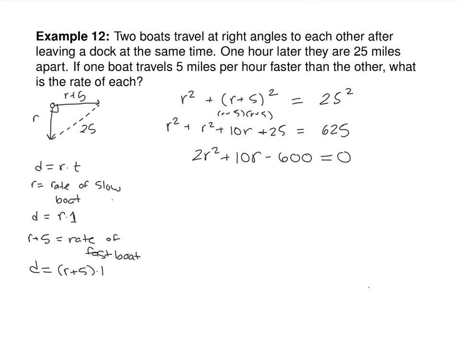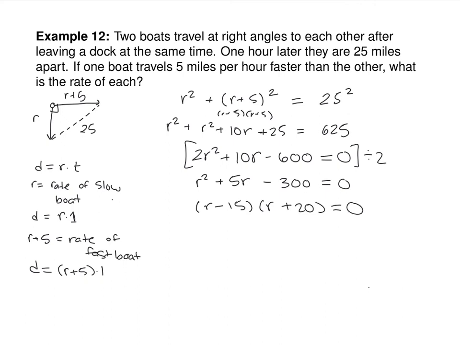Now, do you have to use the fancy factoring or quadratic formula? And if you did, could you make it simpler first? I was thinking divide by 2, right? Because that makes the number smaller, doesn't it? Even if you have to use the quadratic formula, at least you have littler numbers to work with. R squared plus 5R minus 300 equals 0. And that actually factored. It factors into R minus 15 and R plus 20.